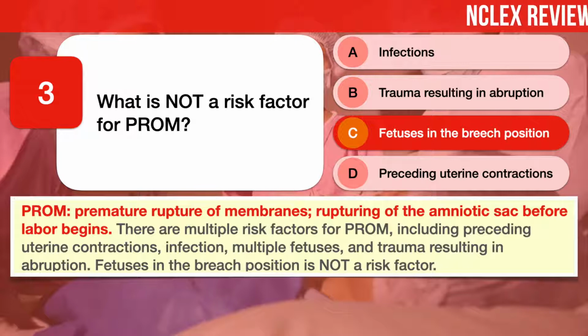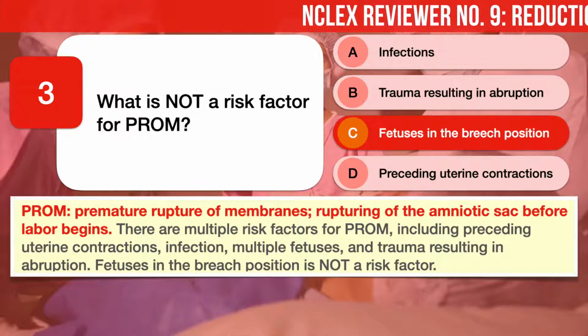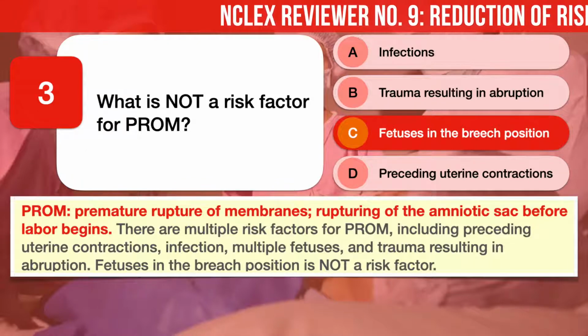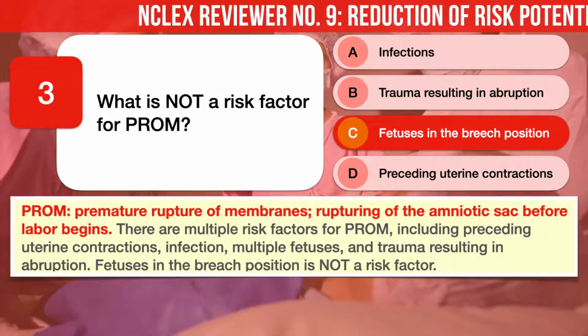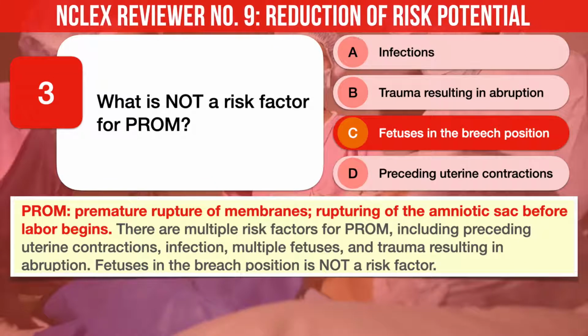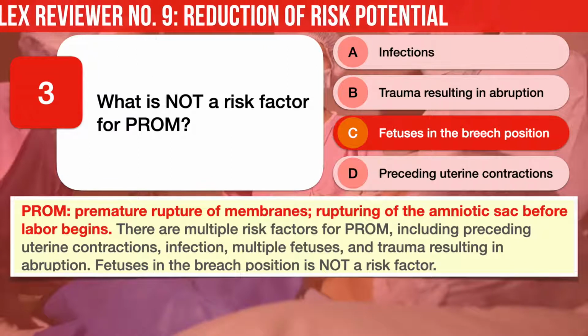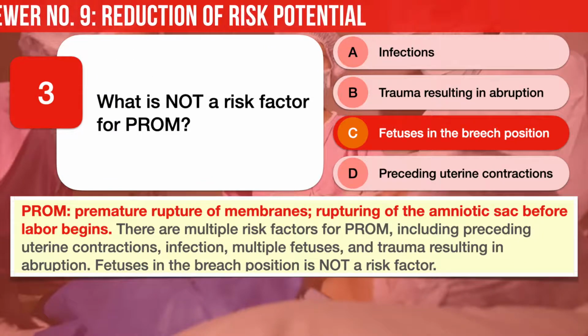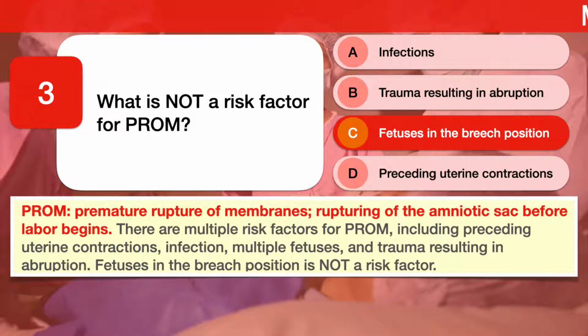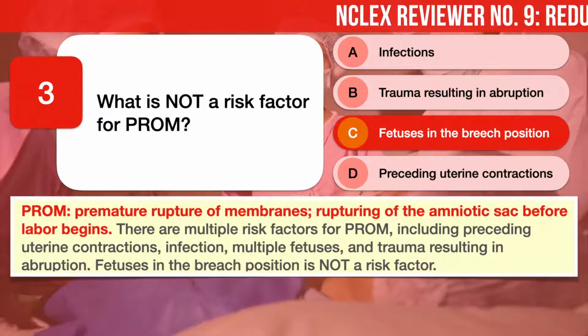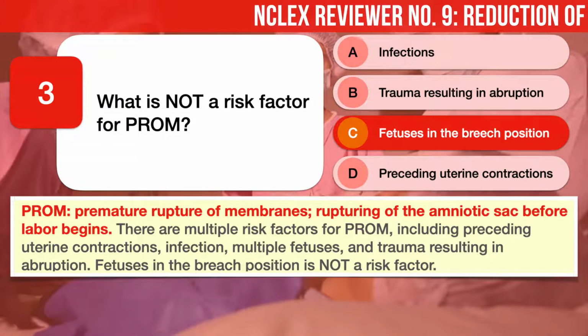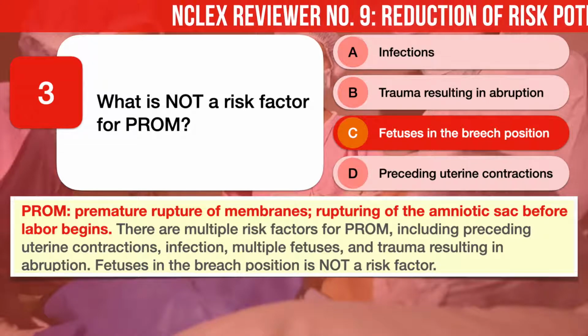The correct answer is C. Fetuses in the breech position is not a risk factor for PROM. PROM, or premature rupture of membranes, is a rupture of the amniotic sac before labor begins. There are multiple risk factors for PROM, including preceding uterine contractions, infection, multiple fetuses, and trauma resulting in abruption. Because PROM is usually associated with other complications, delivery is usually imminent either through cesarean section or vaginal delivery.